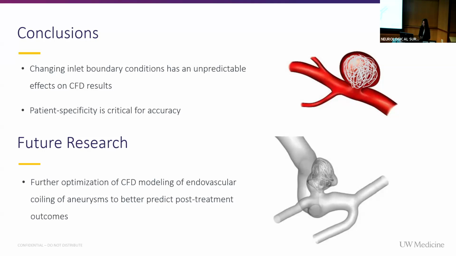I also want to note that all the work I just presented was for pre-treatment cases, so all these aneurysms were before those patients underwent treatment. But there is future research working on further optimizing CFD modeling of endovascular coiling of aneurysms. Endovascular coiling is a method of treatment for aneurysms right now. However, there is a bit of a recurrence rate, and we want to avoid that so that patients don't have that aneurysm again. So we want to be able to improve the modeling of coiled aneurysms to better predict outcomes. And hopefully the use of CFD in clinical applications will lead to better treatment and better outcomes for aneurysm patients in the future.